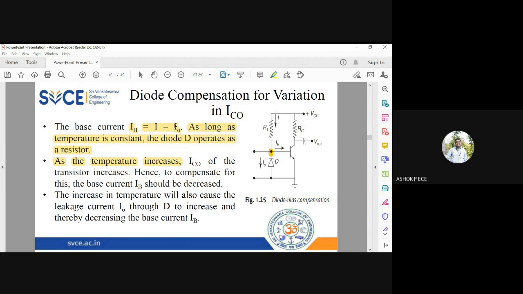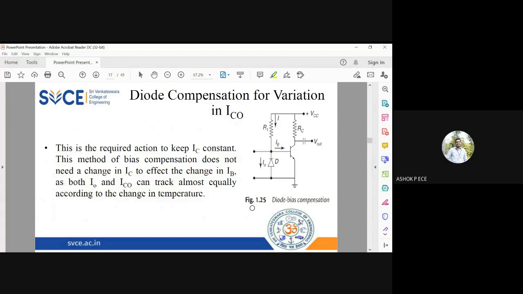When I naught increases, see the equation: IB is equal to I minus I naught. So when I naught is increasing, IB will start reducing because I have a minus sign here. Okay, I have a minus sign here. So IB will reduce. When IB is reducing, IC will also reduce, which will ensure that the constant collector current is maintained throughout my transistor.